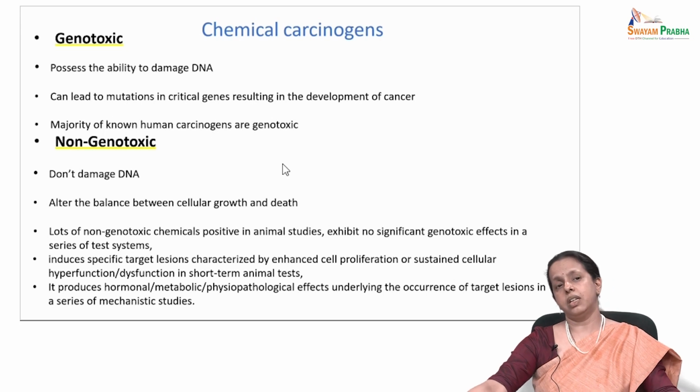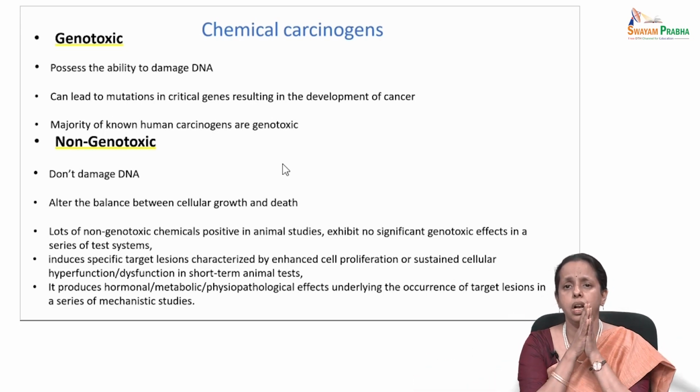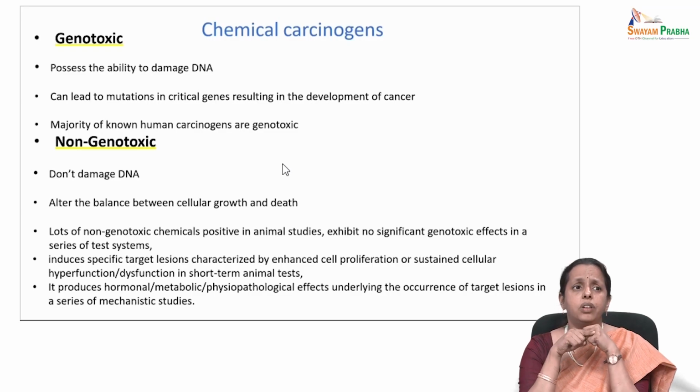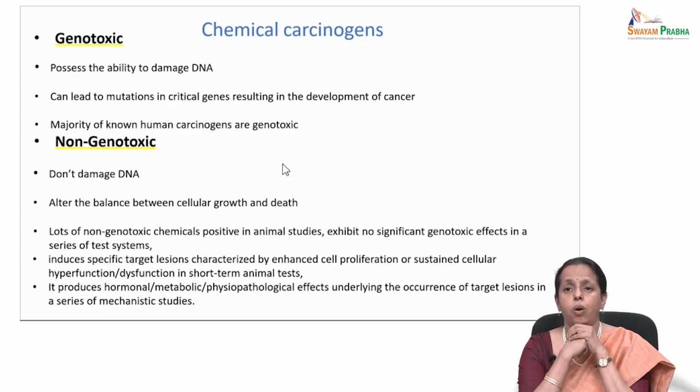If these mutations occur in crucial oncogenes like RAS or p53, or in tumor suppressor genes, which we have seen control cell development and cell proliferation, right? So cancer development will definitely follow.